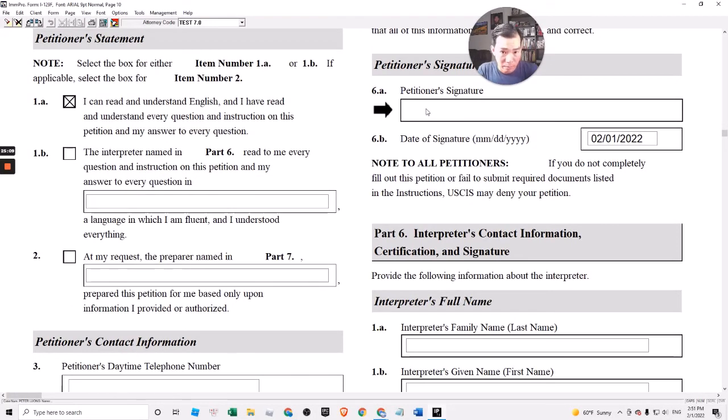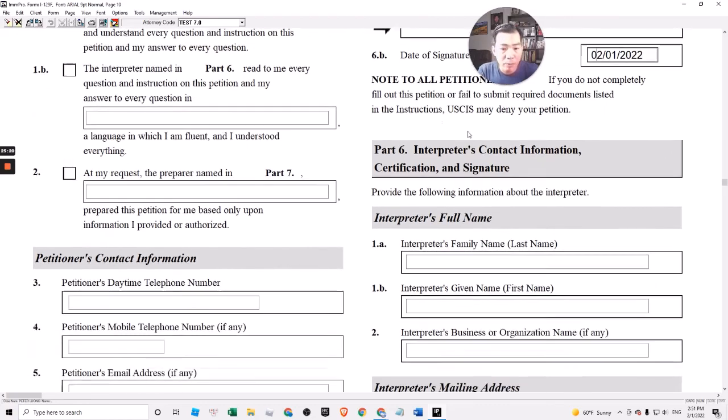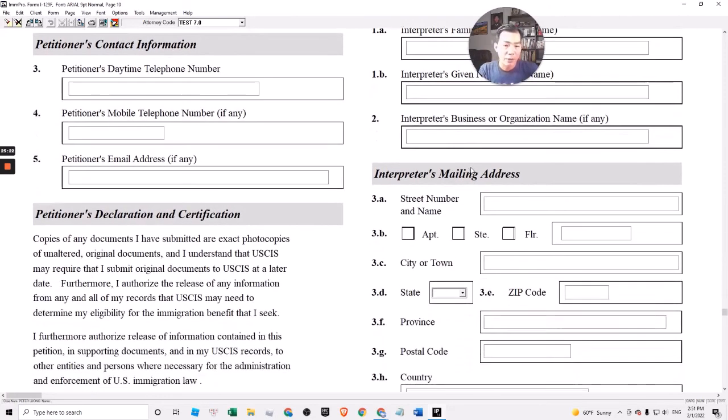Go ahead and sign here, petitioner signature and date. Always sign and date. If you submit the form without a date or without a signature, it will be rejected, and you have to resubmit again.